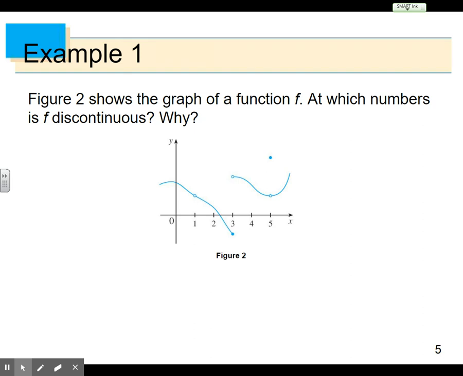So here we have a graph. I want to find out where my discontinuities are, and I'm going to state why. My reason why is going to be one of my three options that I just said. It's either going to be the limit does not exist, f of a is not defined, or they're not equal. The limit and the function are not equal.